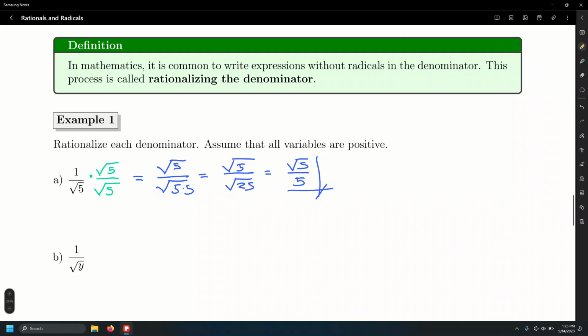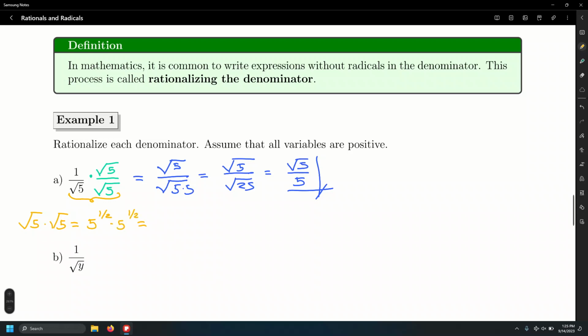Another way to visualize this, check this out. Let me focus on the product of these two. Okay, so the square root of 5 times itself. Again, if we go back and write these radicals in rational exponent form, that is 5 to the 1/2 times itself, 5 to the 1/2.